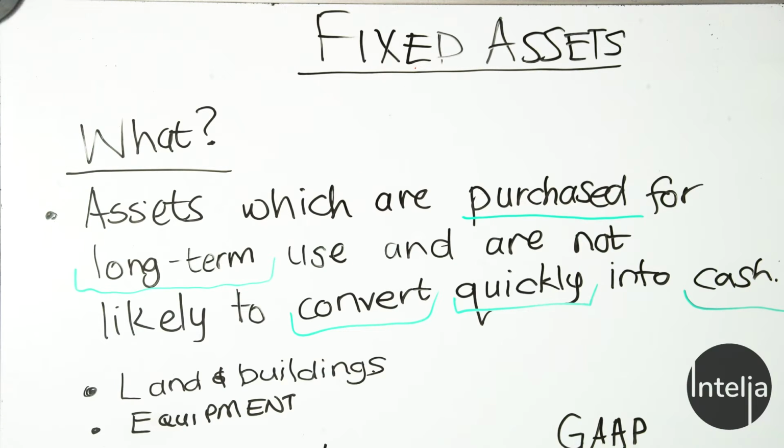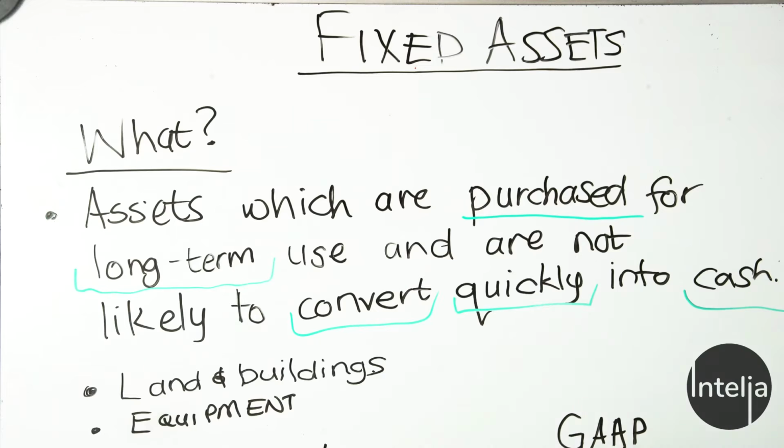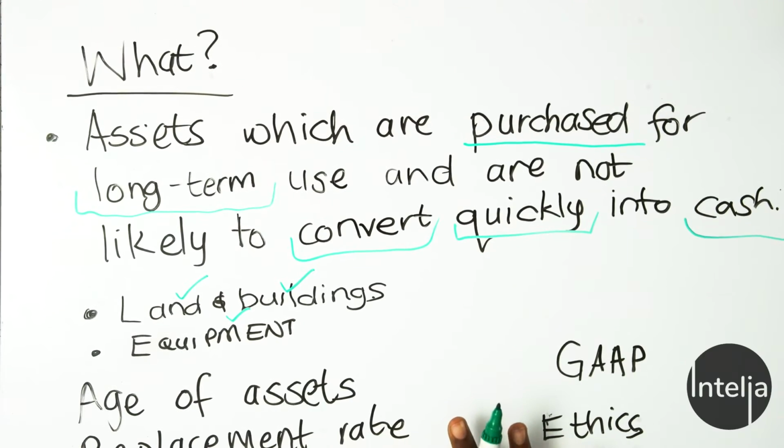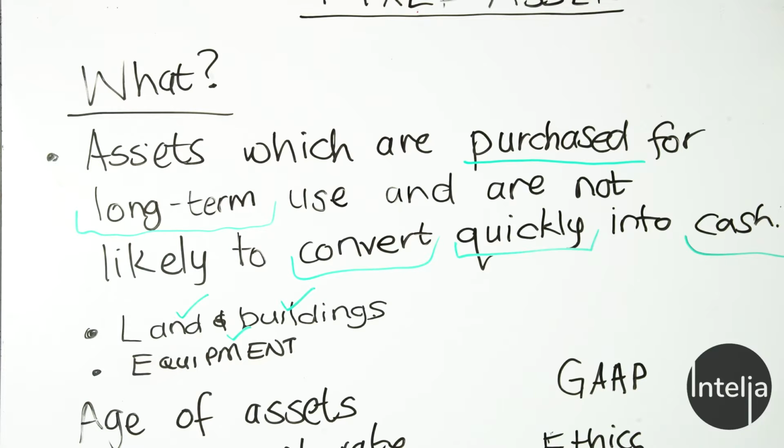Examples of fixed assets would then be land, buildings, equipment. So like I said, anything that is needed in a business that will take a longer period of time to convert to cash, like the definition states, is then regarded as a fixed asset, right?